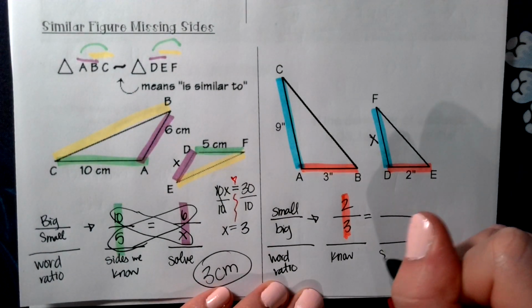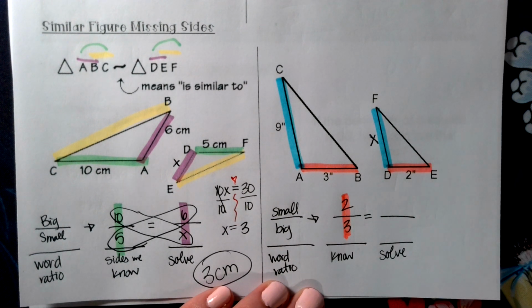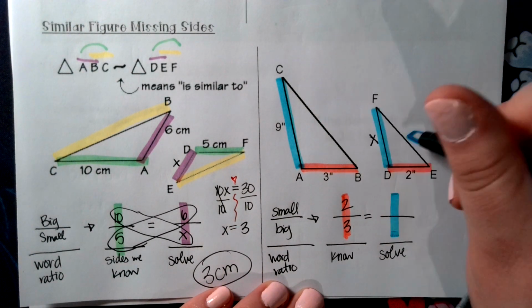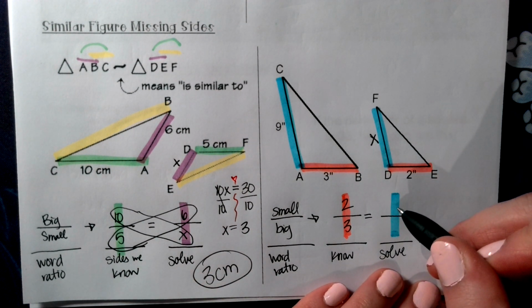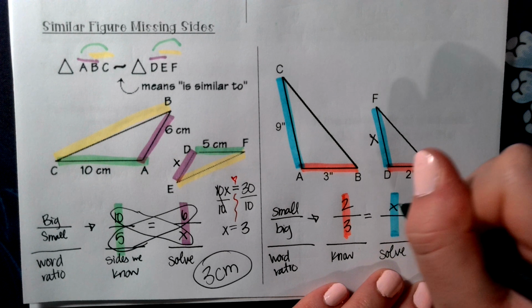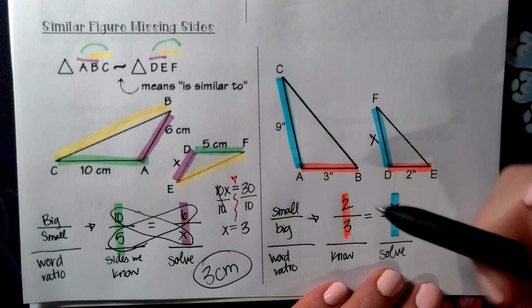Then I need to plug in what I'm trying to solve for, which is my blue sides. I don't need those white sides, so I didn't even bother to highlight them. My small blue, that's my x, that's what I'm trying to solve for, and then my big blue is 9.